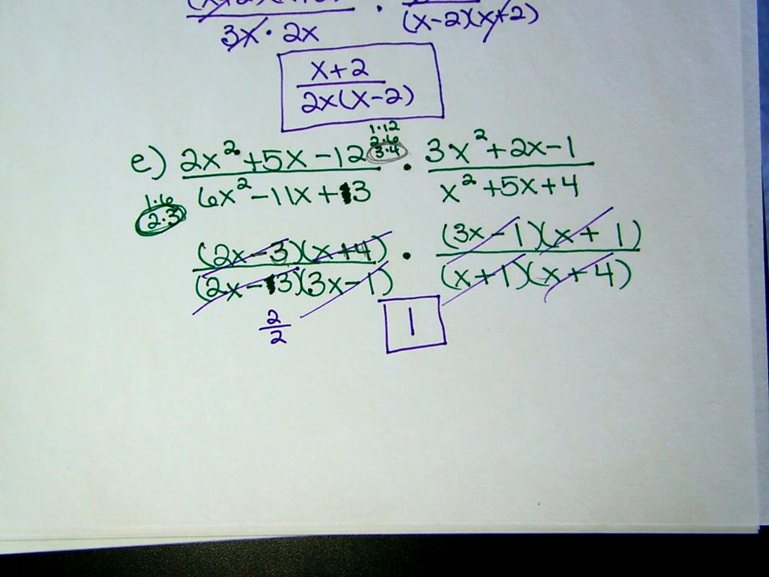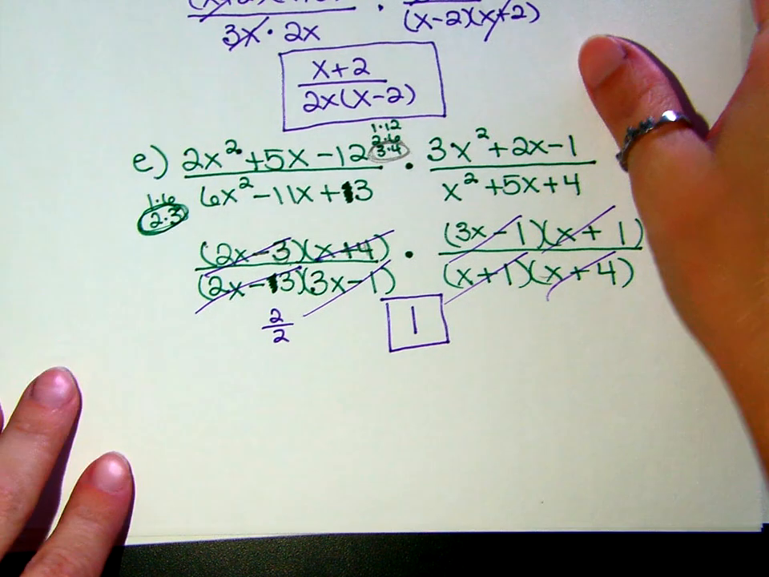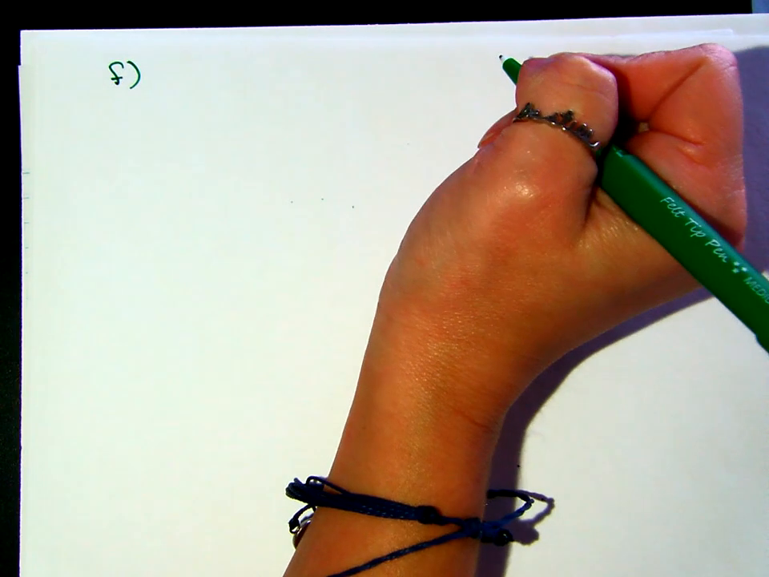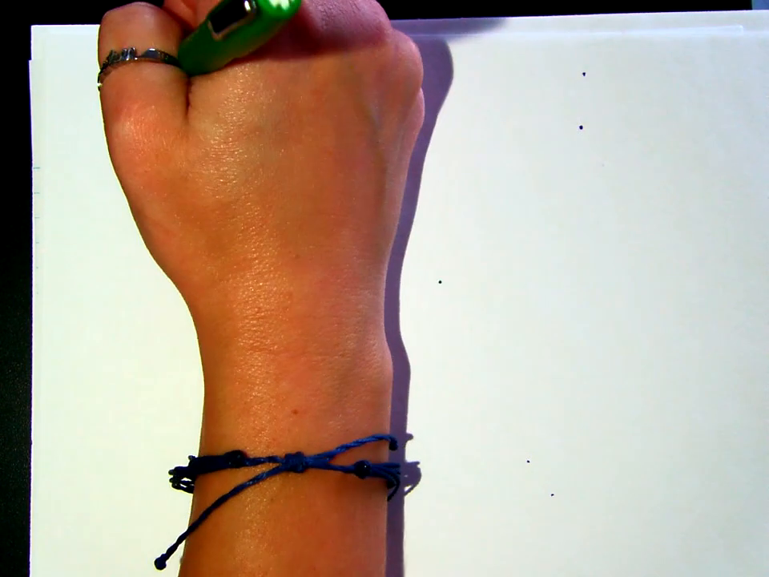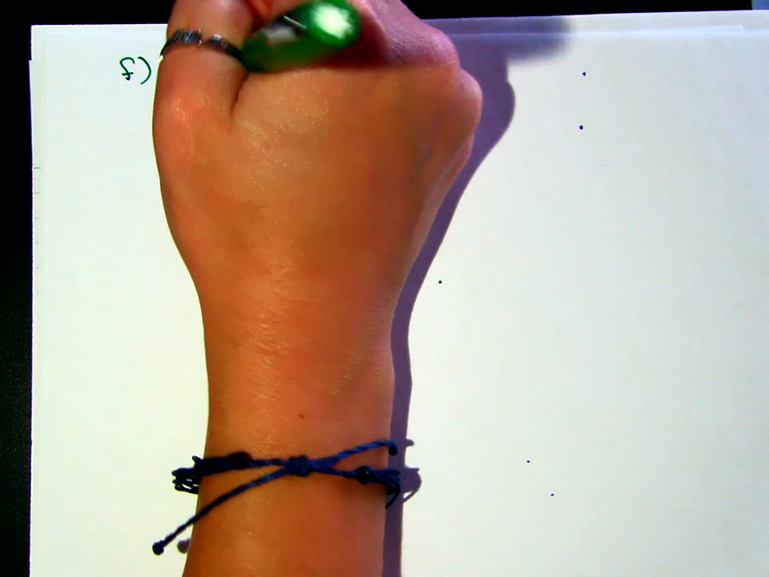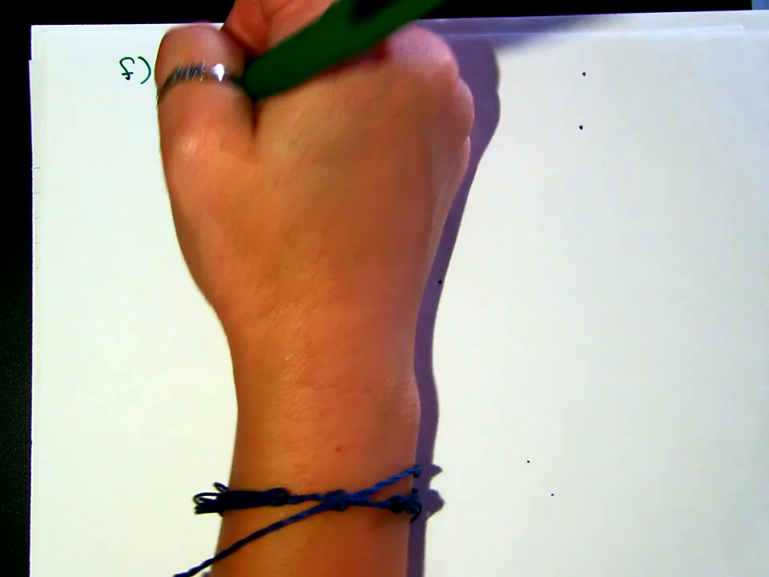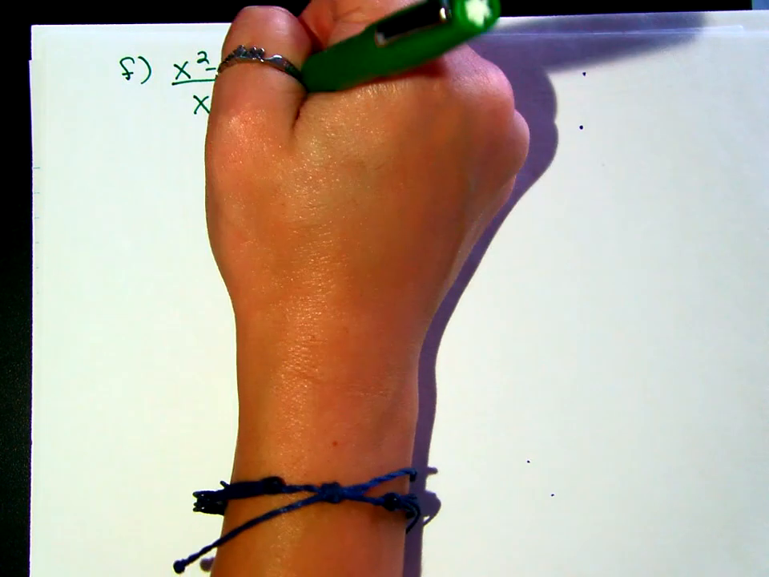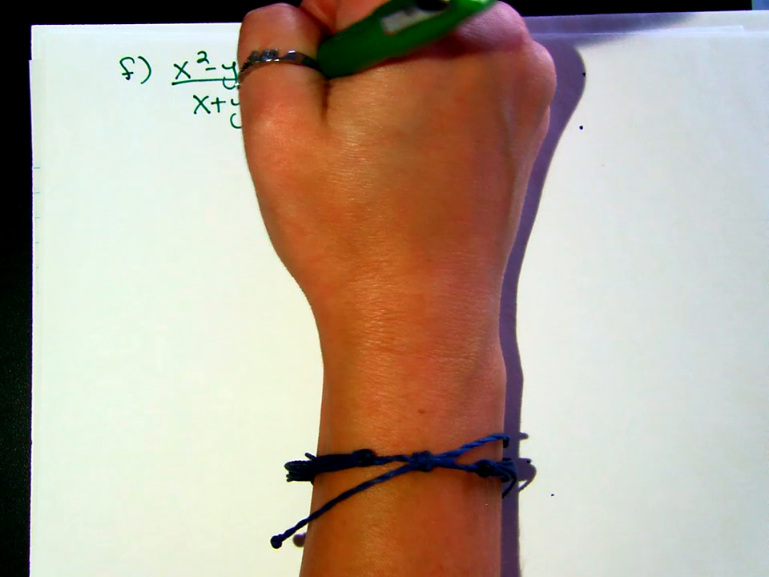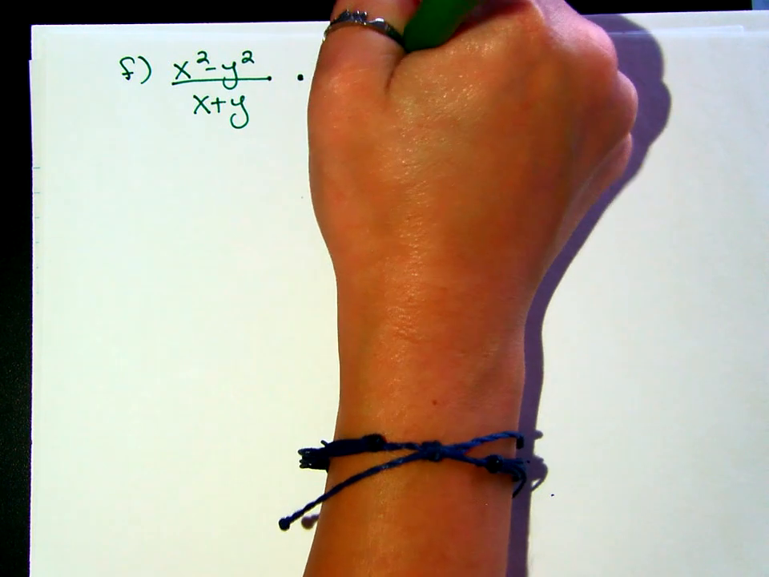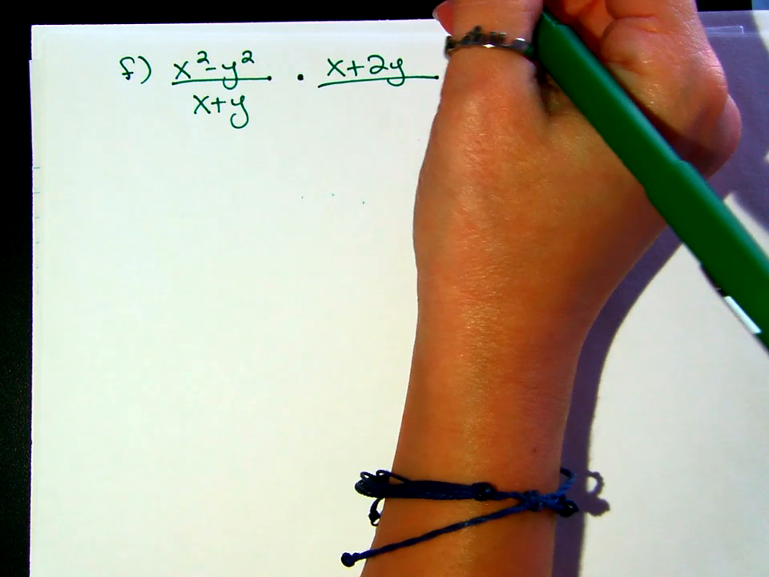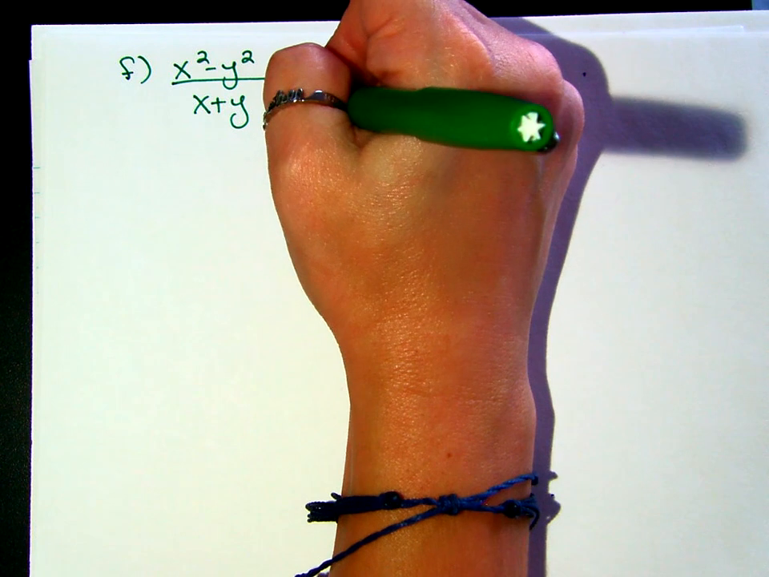Okay, one more, and then we're going to go to division, which division really is just multiplication. All right, and there's F. All over x plus y times x plus 2y. I like to include this one because this one has multiple variables at play.